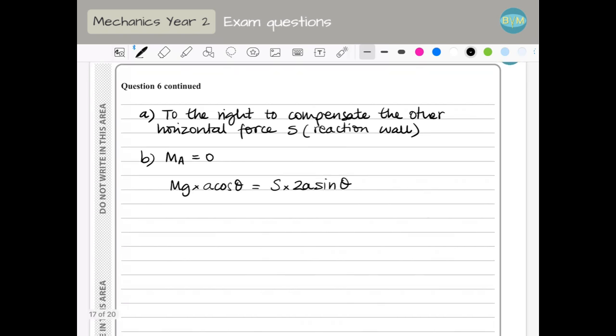If we make S the subject, we can cancel a. S is going to be 1/2 mg cos theta divided by sine theta, and cos theta divided by sine theta is cot theta. So S is 1/2 mg cot theta, and that's what we have to prove.